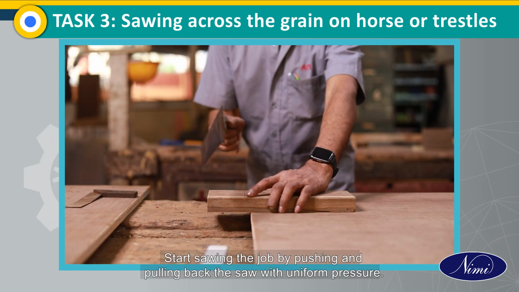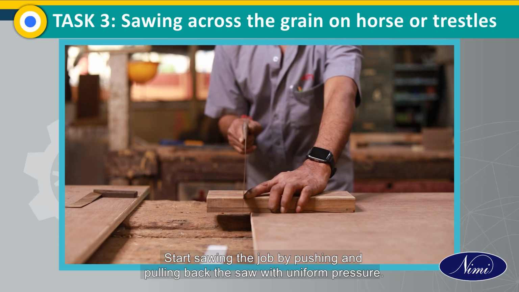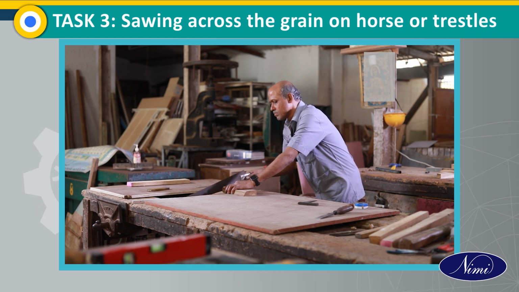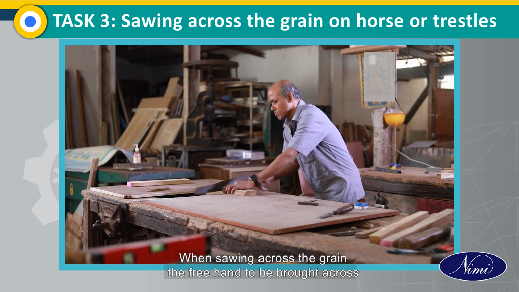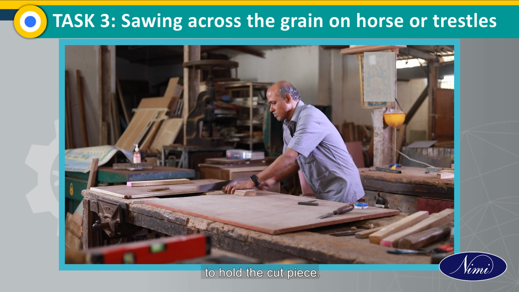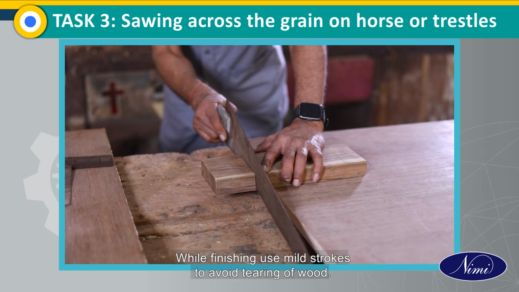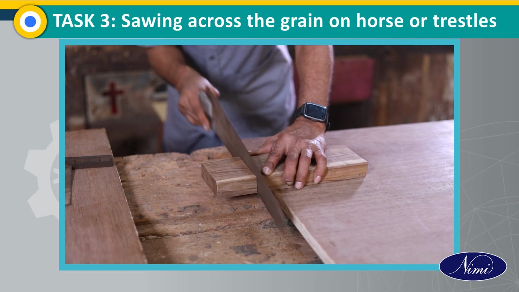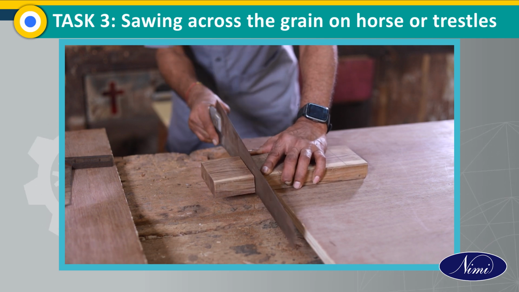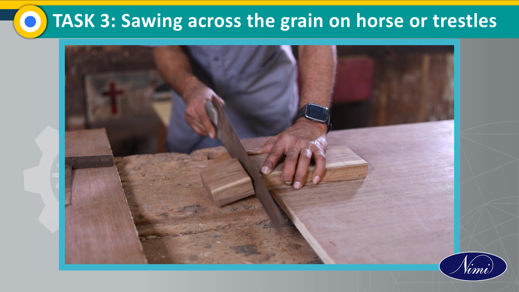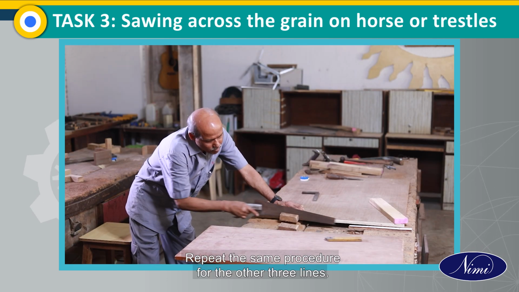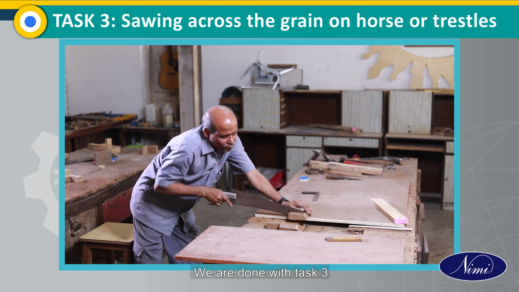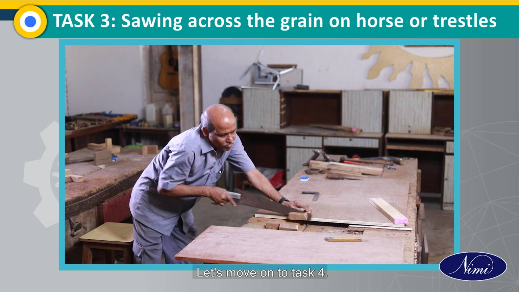Start sawing the job by pushing and pulling back the saw with uniform pressure. Use gentle strokes at the end to avoid tearing of wood. When sawing across the grain, the free hand is brought across to hold the cut piece. While finishing, use mild strokes to avoid tearing of wood. Repeat the same procedure for the other 3 lines. We are done with task 3. Let's move on to task 4.